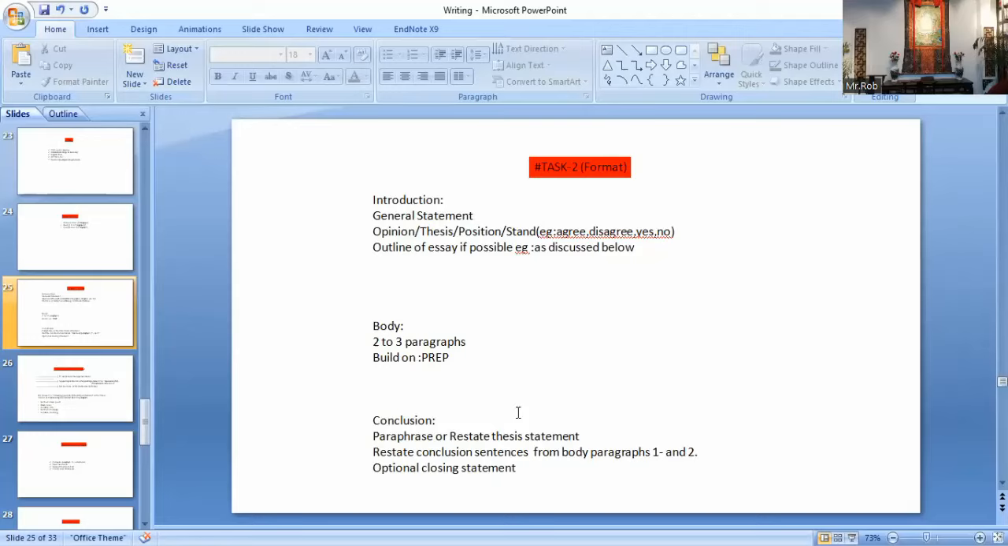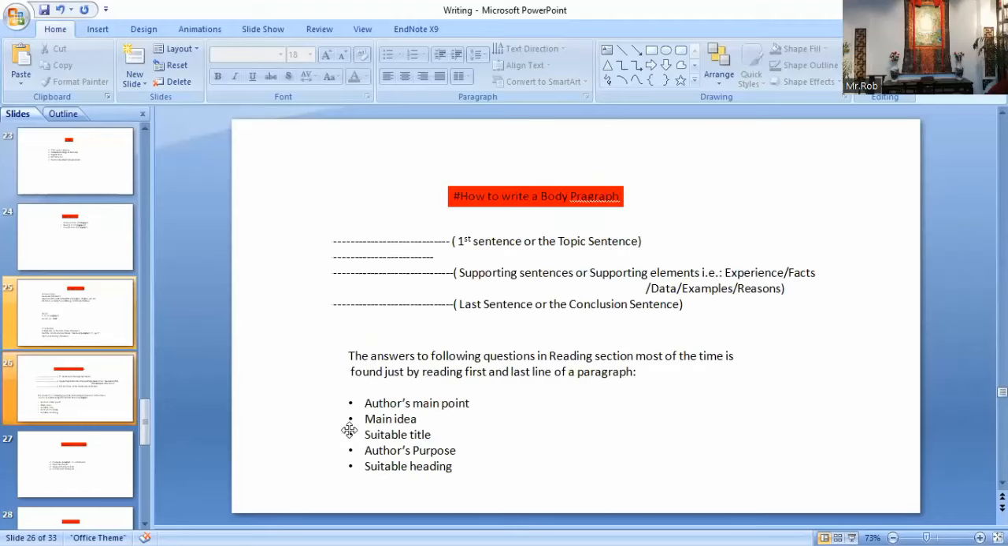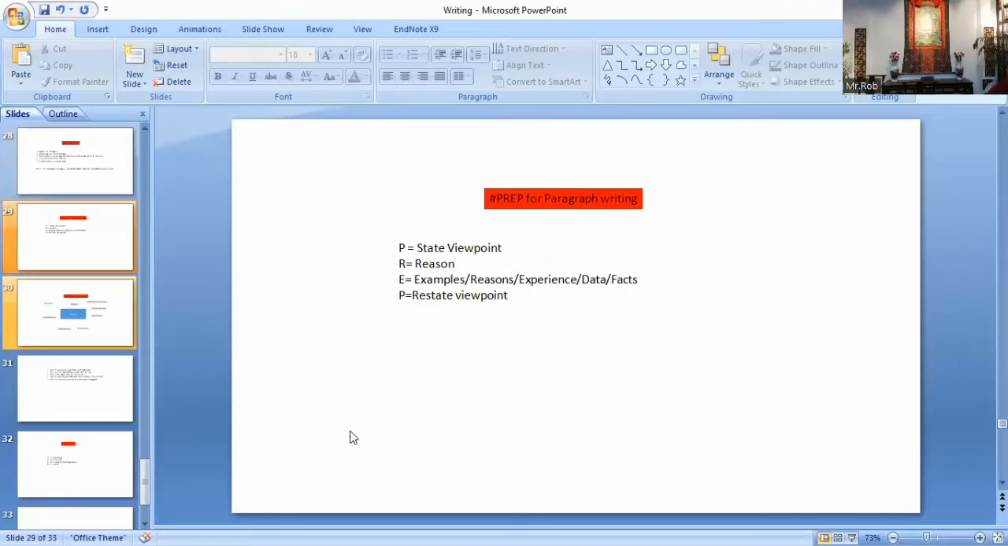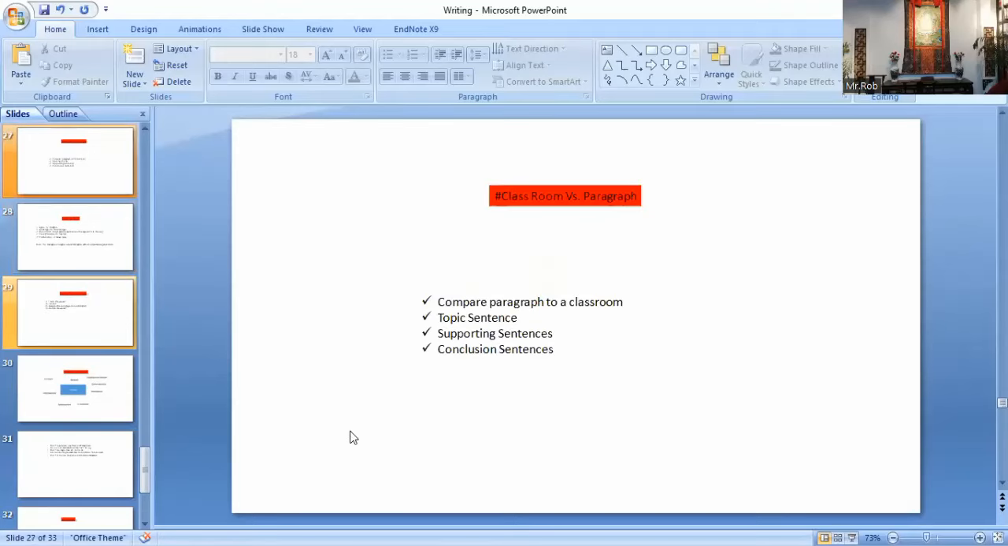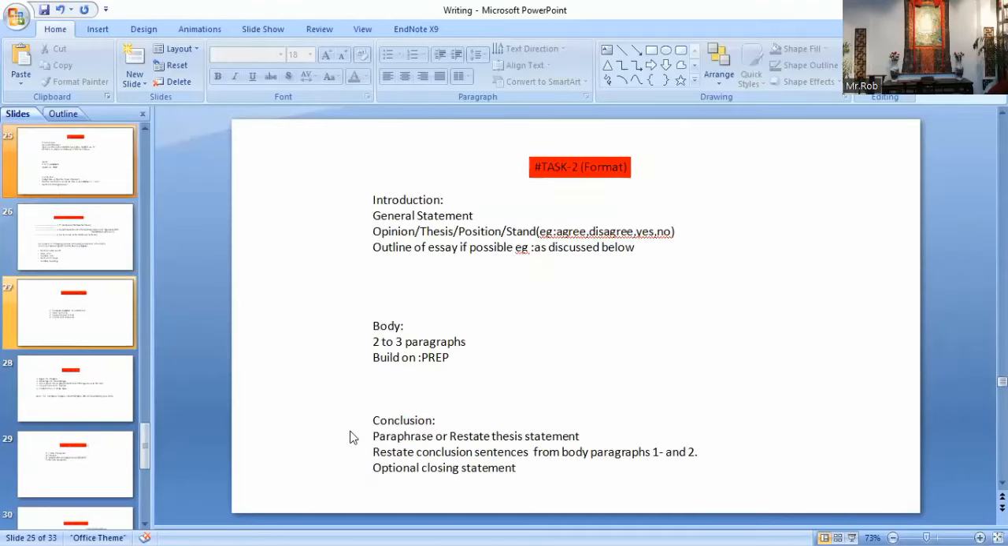Then in the body paragraphs, you have to write 2 to 3 paragraphs. You have to base your body paragraphs on the PREP formula, and we will discuss how to write the PREP formula later on. So build on this formula called PREP, and in the conclusion, you will paraphrase or restate the thesis statement.